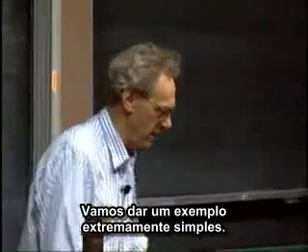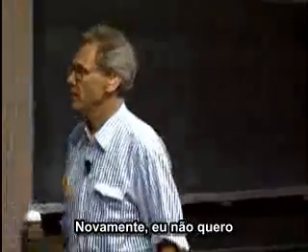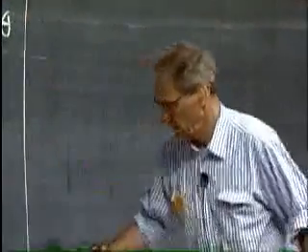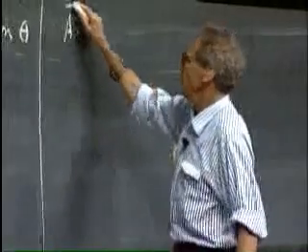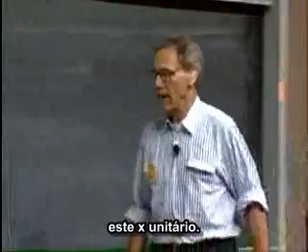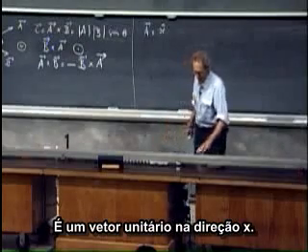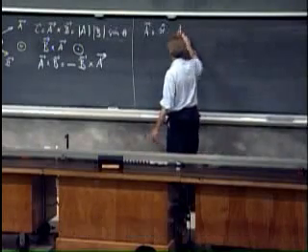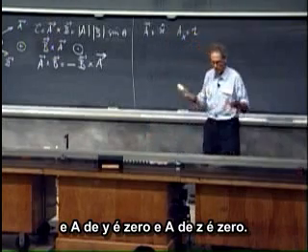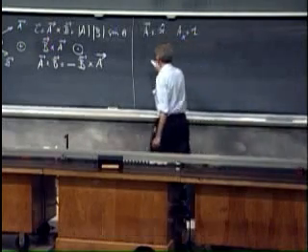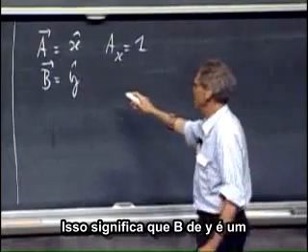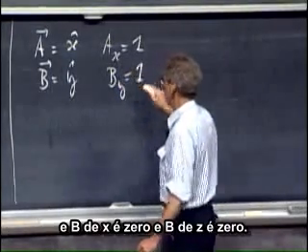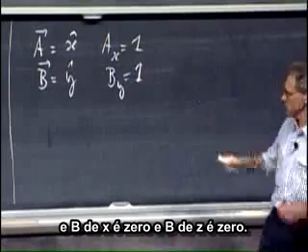Let's take an extremely simple example. Again, I don't mean to insult you with such a simple example, but you will get chances, more advanced chances, on your assignment. Suppose I gave the vector A is x roof. It's a unit vector in the x direction. That means A of x is 1, and A of y is 0, and A of z is 0. And suppose B is y roof. That means B of y is 1, and B of x is 0, and B of z is 0.